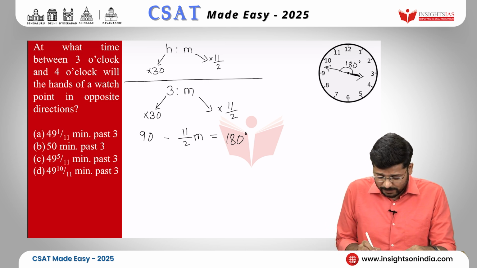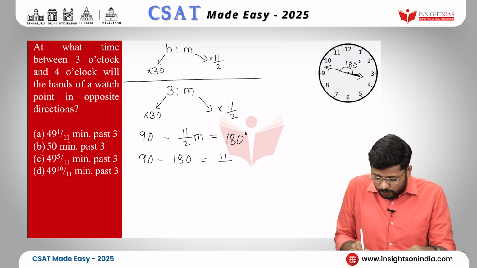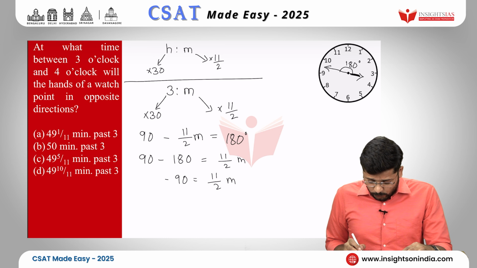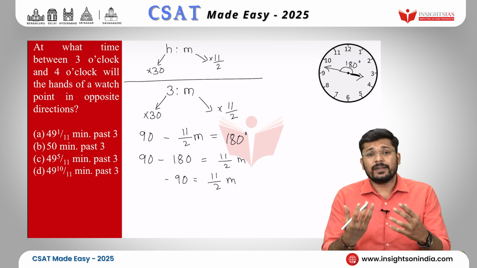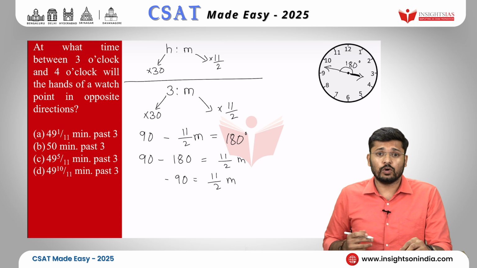However, there is a catch here. I will tell you what. Solve this equation. What do you get? You get 90 minus 180 is equal to 11 by 2m. So minus 90 is equal to 11 by 2m. If you solve this entirely, you will get the value of m to be negative. But minutes cannot be negative. So how do we do this?